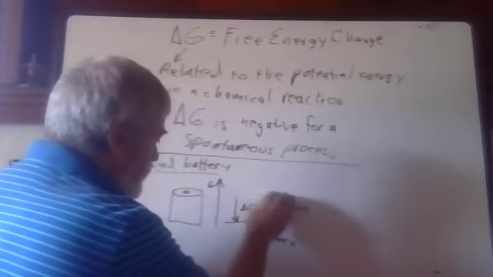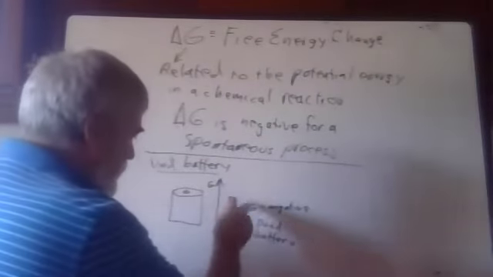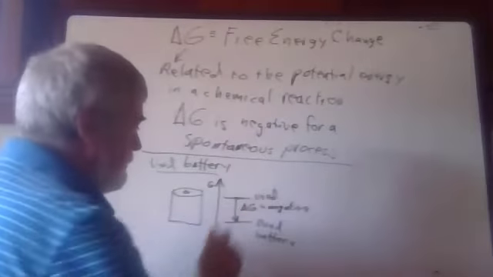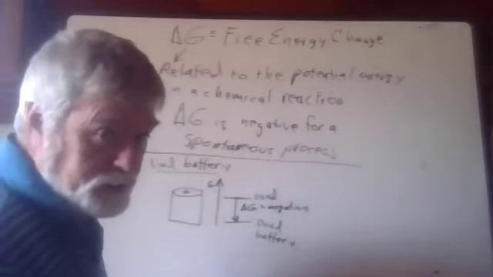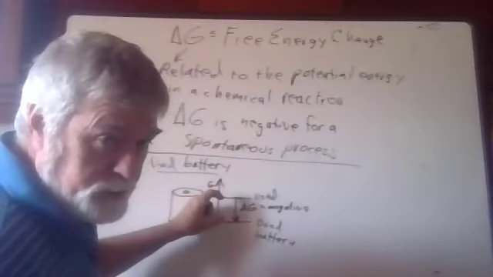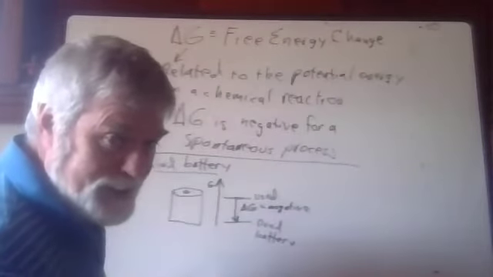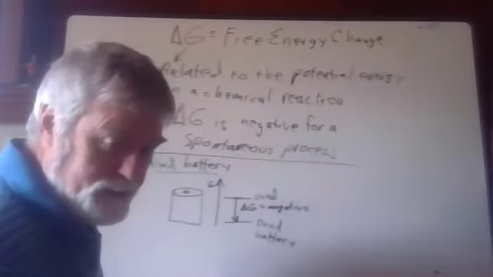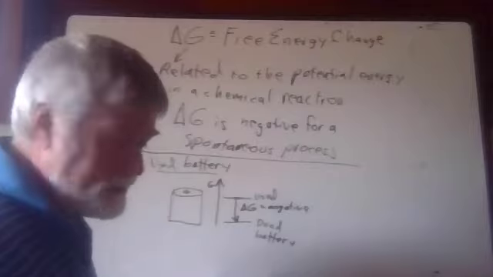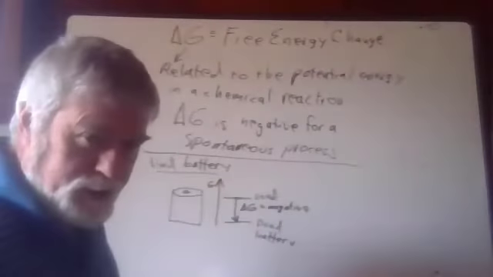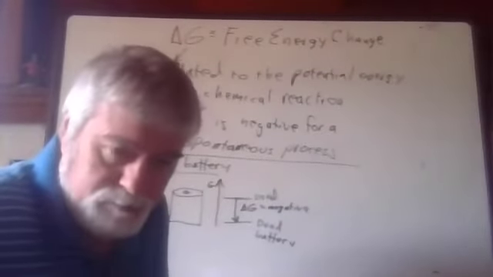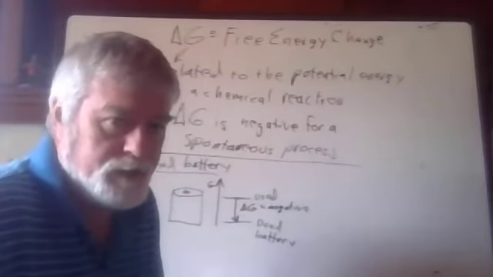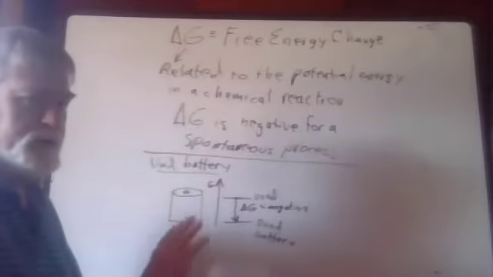Now the line has gone down a little bit, so maybe we're down here. This would be the used battery. It's been used a little bit. Our gap is smaller, so our delta G is not as negative. It's still negative, but it's not as big of a negative number. Okay, so that's the idea of thinking about it in terms of delta G being a potential energy. It's really a chemical potential energy. Any questions on that?